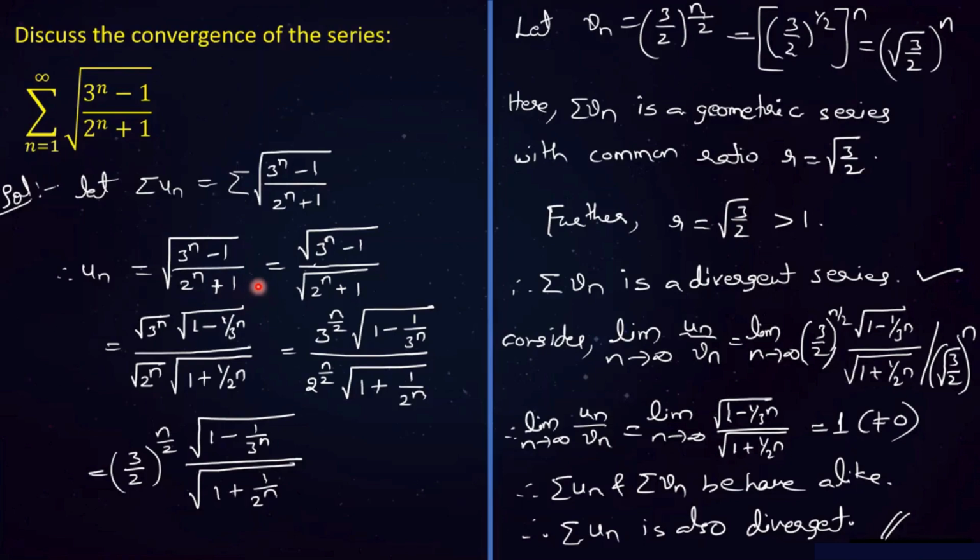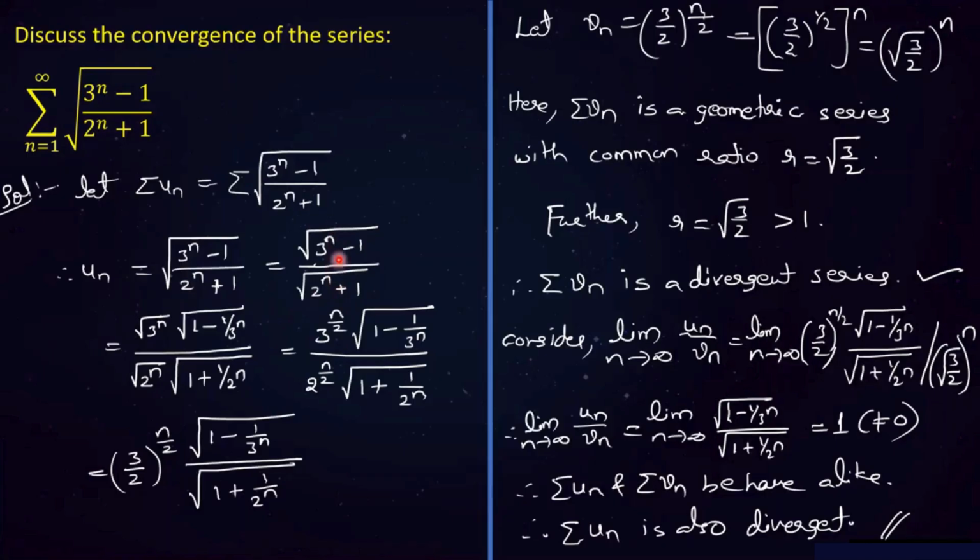Keeping that in mind, you see what I'm trying to do. Because this n is now in the power, we won't get directly 1 by n, but that function of n should come in the denominator. That is the main story: 1 by something, some function of n, in such a way. So for convenience, I'm writing the numerator and denominator separately. I'm writing it as square root of 3 power n minus 1 divided by square root of 2 to the power of n plus 1.